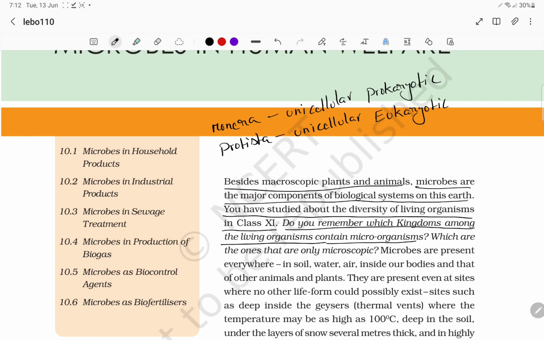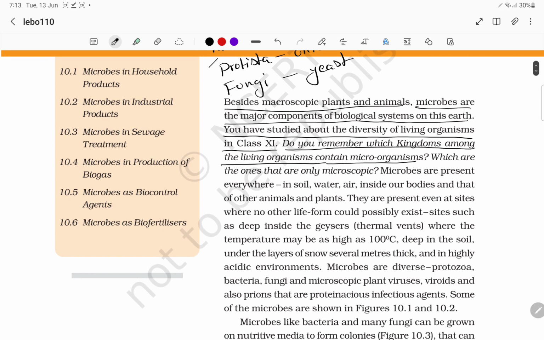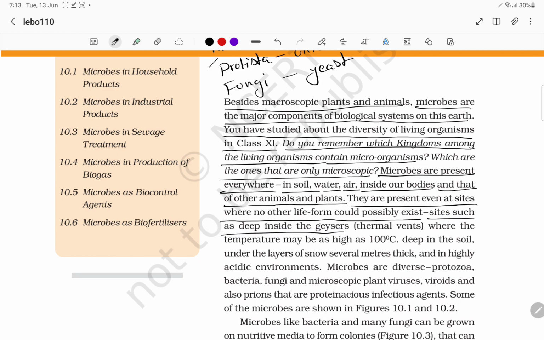In kingdom fungi, we have the yeast, which is microscopic in nature and unicellular. Microbes are present everywhere: in soil, water, air, inside our bodies, and of other animals and plants also. They are present even at sites where no other life forms could possibly exist, such as deep inside geysers and thermal vents, where the temperature may be as high as 100 degrees Celsius, deep in the soil, under several meters thickness of snow, and in highly acidic environments also.